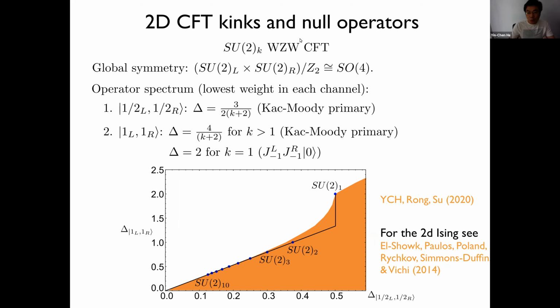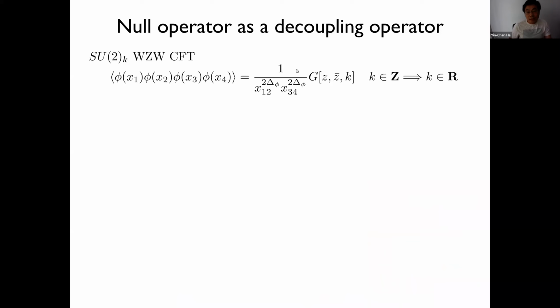So now we hope to generalize this idea to higher dimensions, in particular for the critical gauge theories. And to generalize it, we introduce a concept called a decoupling operator. So let me again use the example of this SU(2) level k Wess-Zumino-Witten CFT. We can write down its correlation functions for some operators, let's say for the lowest lying operator in the SO(4) vector.